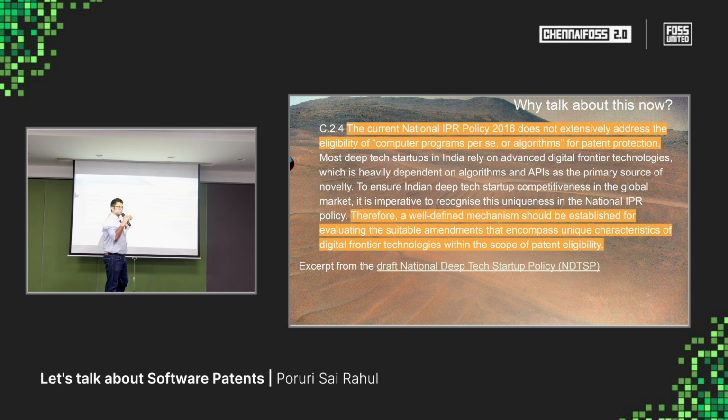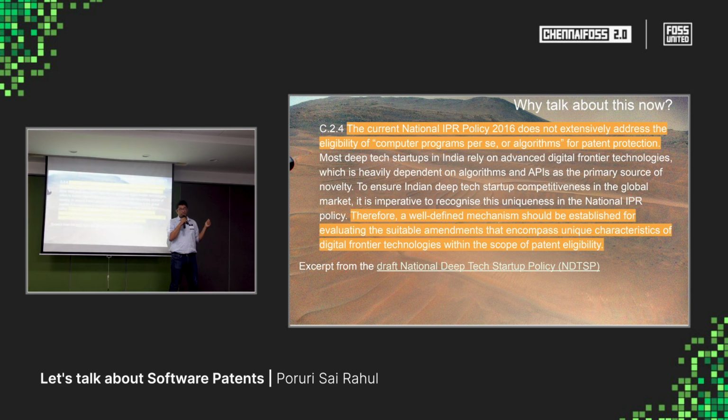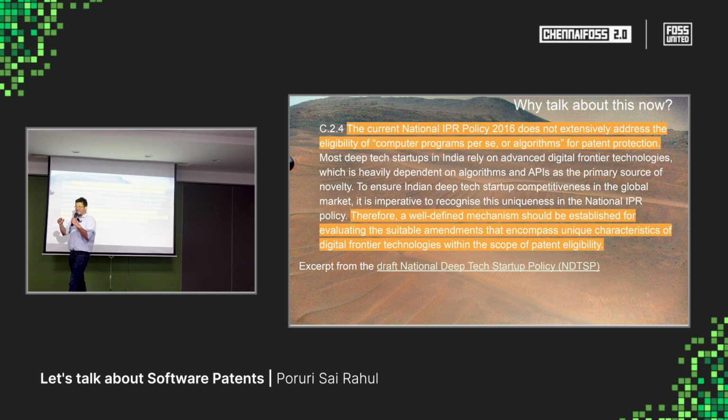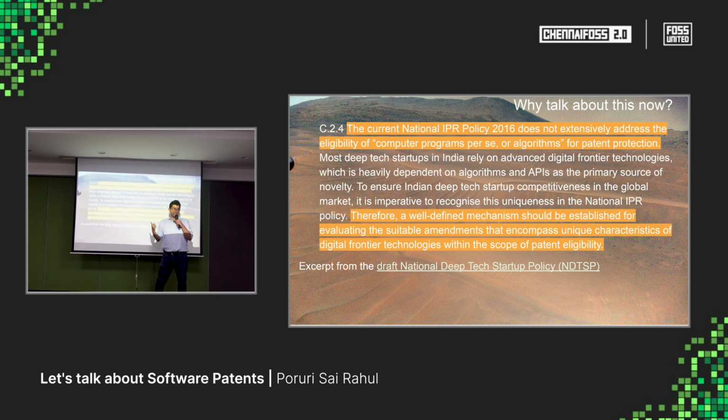FOSS United is trying to prevent the government from modifying the intellectual property regime, from modifying IP law to allow software patents. Because if we adopt the same dumb policy as the US, which has been proven to cause a lot of trouble to actual innovation, we'll end up in the same place that the US is in.